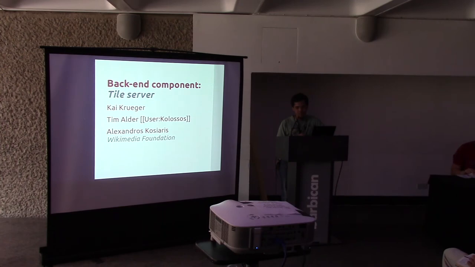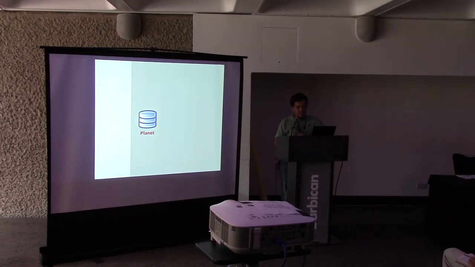So some of the more technical aspects of OpenStreetMap, as you've seen in the project, is the back end. We have a tile server, and the recent information on the tile server was created by developers Kai Tim and Alexander from the foundation. So basically, in OpenStreetMap, we have what we call the planet. That's basically the database of everything, all of the data in OpenStreetMap. And what people can do is copy the whole database or extracts of it.